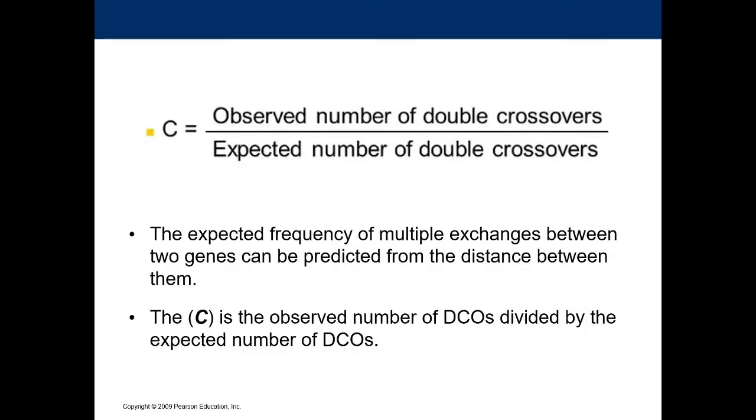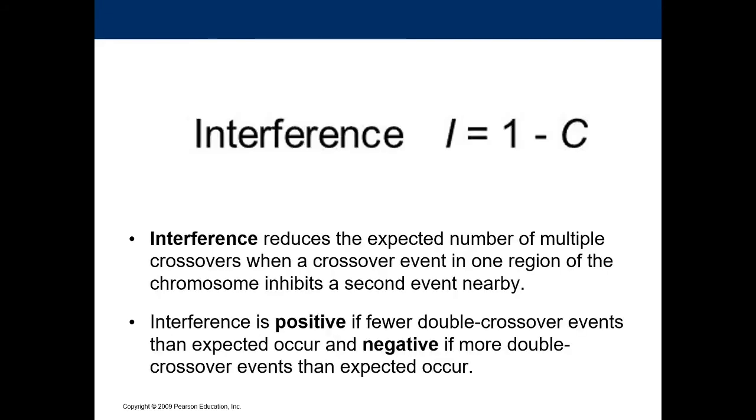So the expected frequency of multiple exchanges we can predict. We predict using big C. Capital C, the coefficient of coincidence, is the number which is observed over expected. Interference will be the number if you minus C from 1, meaning that it reduces the number of multiple crossovers. If the interference is positive, you will have fewer double crossovers. But if it is negative, you have even more double crossovers.